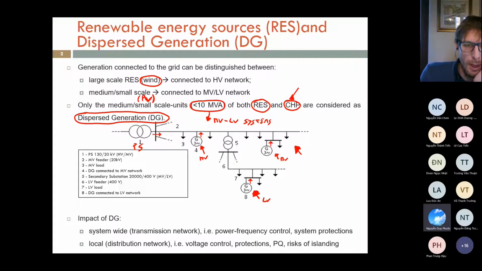The installing of these DGs could impact both transmission network and distribution networks, and they are impacting transmission networks and distribution networks in a different way. So some issues arise in transmission network due to DGs and some others on distribution networks.